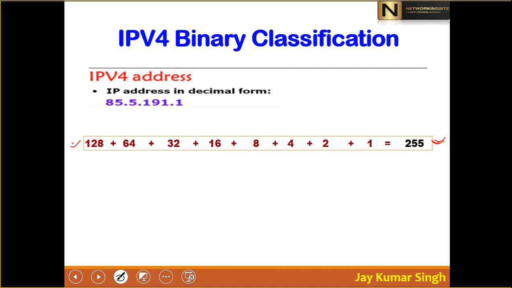We take 64 plus... we cannot take 32. If we take, we are at 15. We are taking 64, right? Open your calculator.